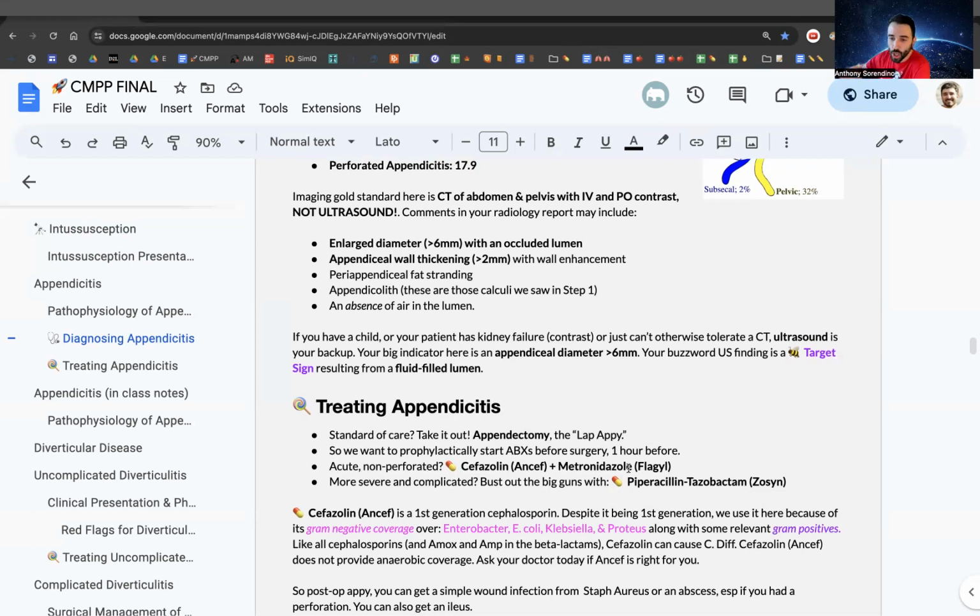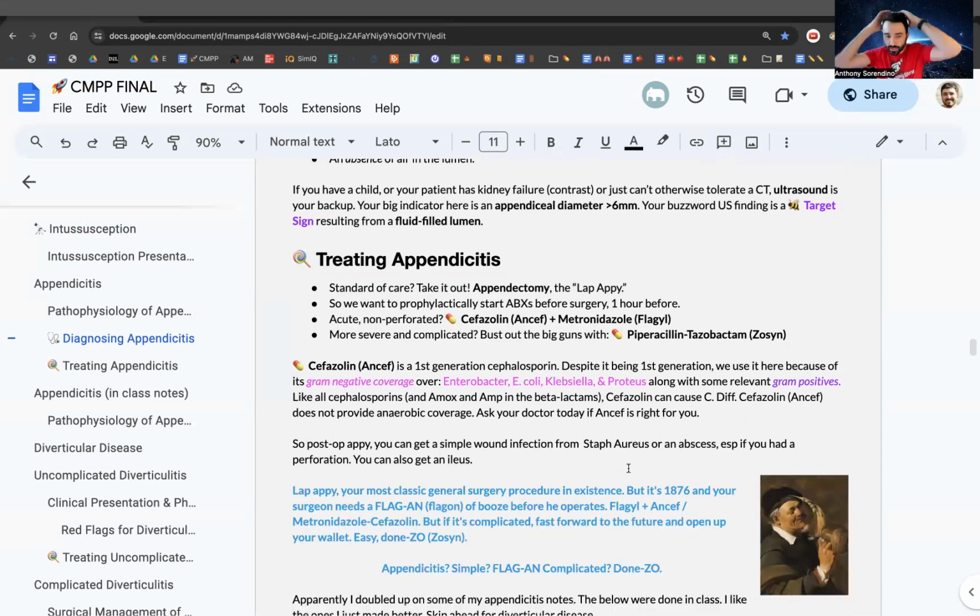So target sign, huge buzzword. You're most likely to see that on an ultrasound for appendicitis. Okay, how do we treat this? It's called a lap-appy, right? A laparoscopic appendectomy. So we're going to take it out. You want to prophylactically start antibiotics before surgery.